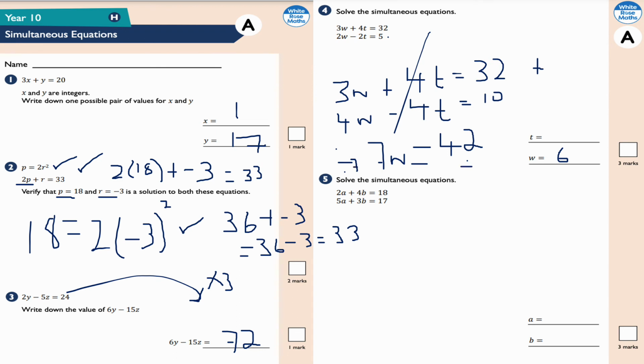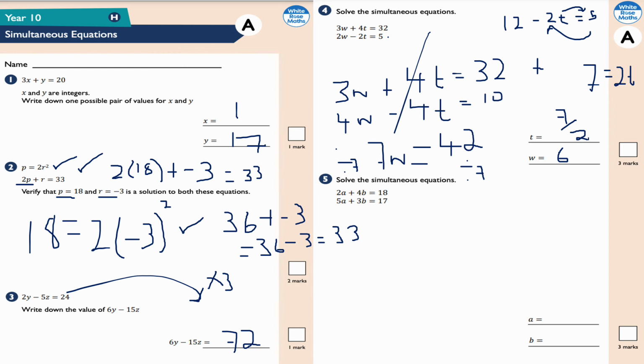Now that I want to know what w is, I can then sub it in to work out what t is. So 2 times 6 is 12. 12 minus 2t is equal to 5. Well, let's just add 2t here and bring the 5 over. Then I get 7 is equal to 2t. And then half of 7 is 3.5, or 7 halves. So hopefully it makes sense.